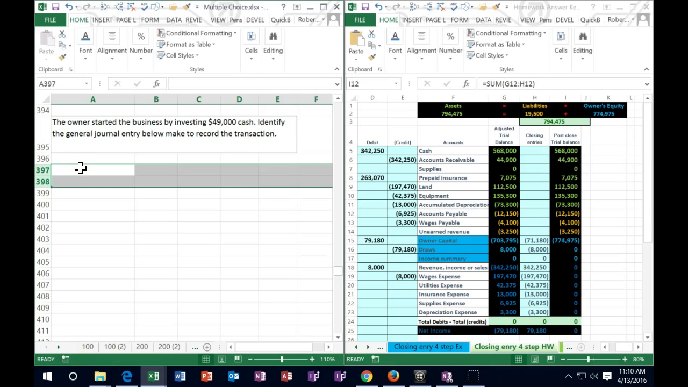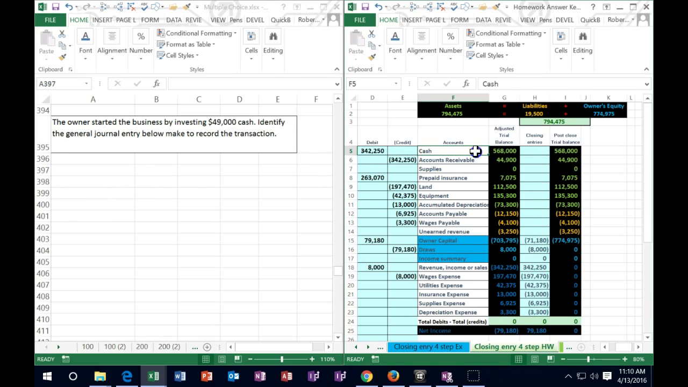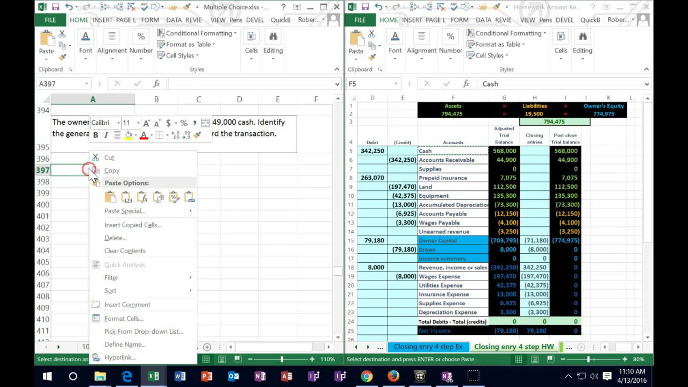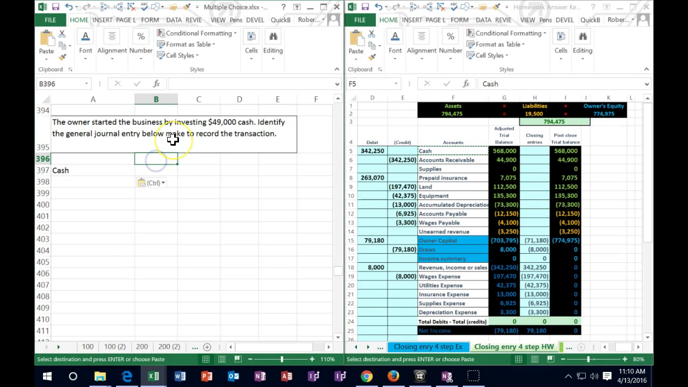Next question says that the owner started the business by investing $49,000 cash. Identify the journal entry below that records the transaction. So we want a transaction for this, and so that means that we're going to ask our questions here. I'm going to say, is cash affected? And yes, in this case, the business got more cash. So cash is a debit balance. We're going to make it go up by doing the same thing to it, which in this case will be another debit. So we're going to have our debits and credits again.